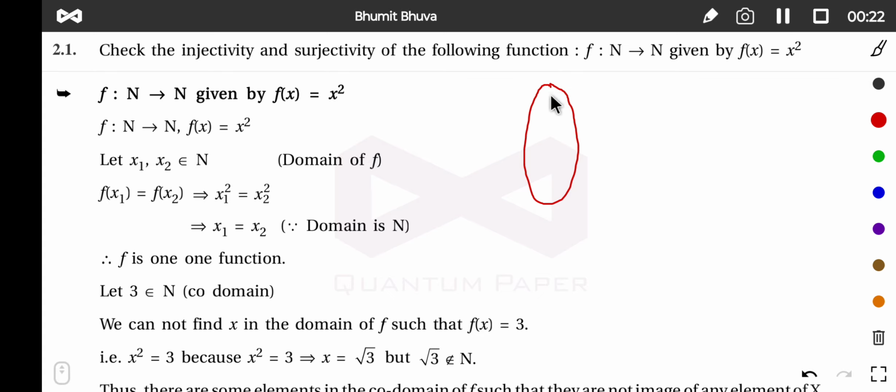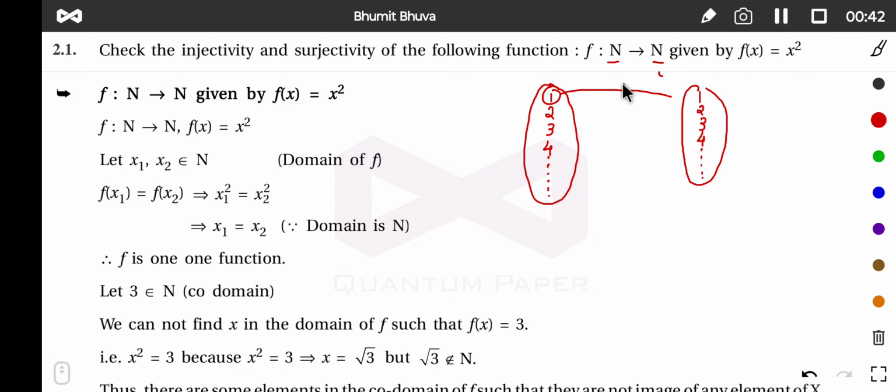domain is the natural numbers, that means 1, 2, 3, 4 and so on. And the codomain is also the natural numbers, so that is also 1, 2, 3, 4 and so on. So one-one means if you take any element from the domain, it has a unique image in the codomain. It cannot map to two different images. That is called one-one.